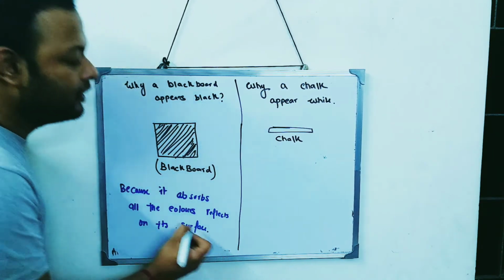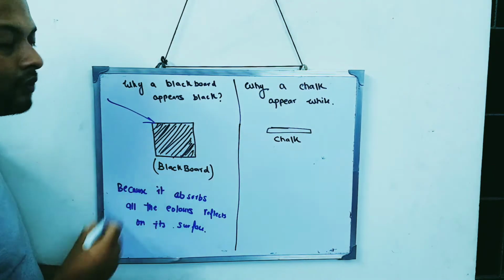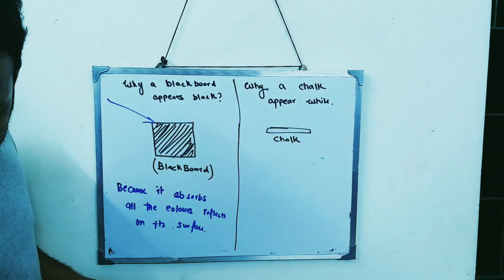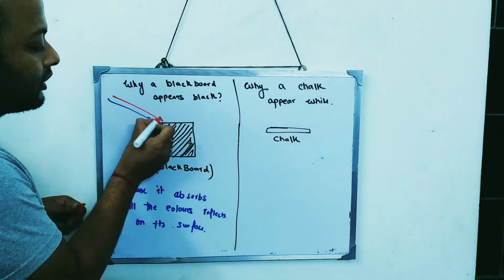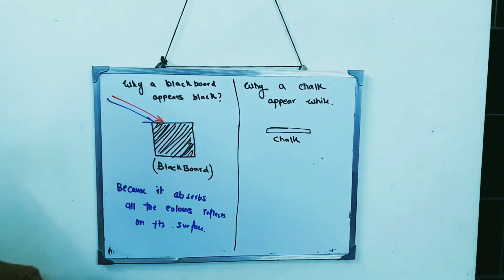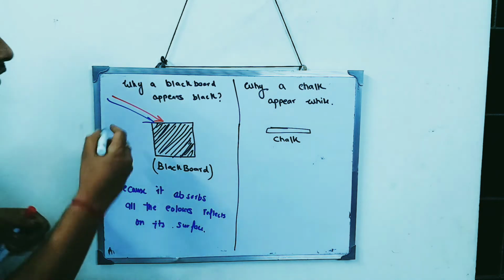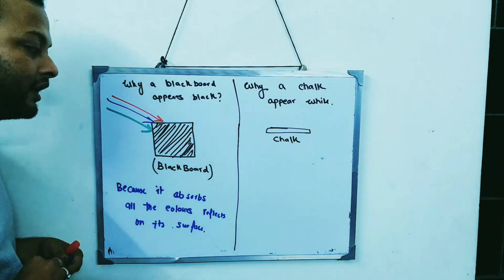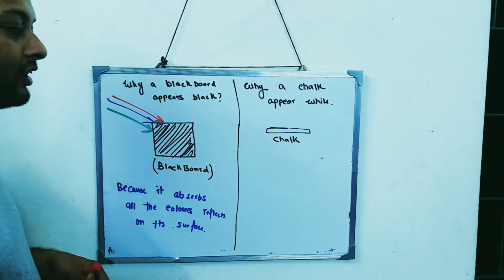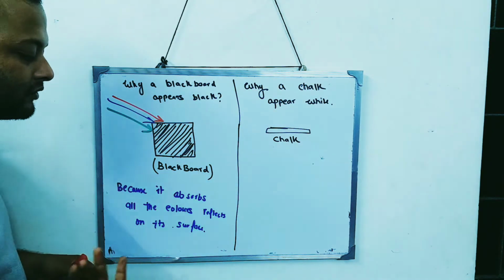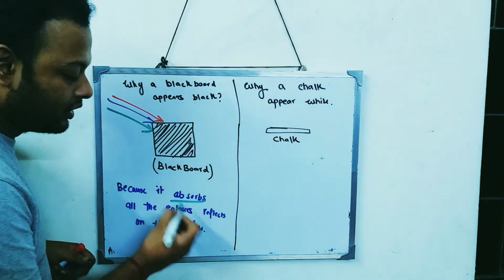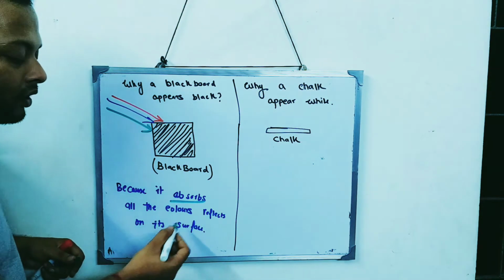For example, if I incident the blue color, next I incident the red color, and also I incident the green color. So what will happen? If all the three colors are incident, it will absorb all the three colors and it will reflect nothing. You can see it's reflecting nothing. So it absorbs all the colors.